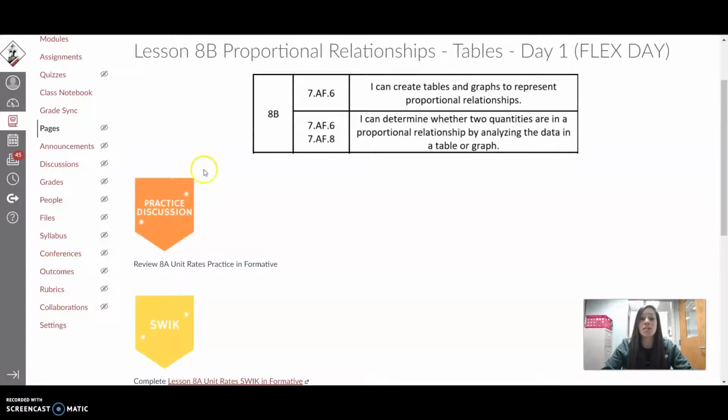As you can see on your step one, your first step is to go over your homework from the day before. You had some unit rates practice in your formative, so take a look at your 8A unit rates homework. Make sure it's done. Shoot me a Canvas message if you have any questions on problems you got wrong, or maybe there are labels you're not sure are correct, or it's saying it's wrong but you think they're right. Just let me know and I can add some feedback there for you.